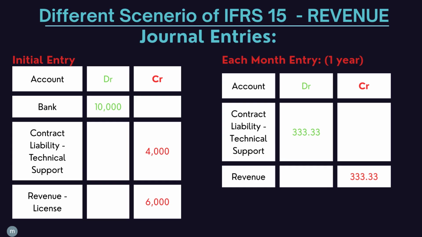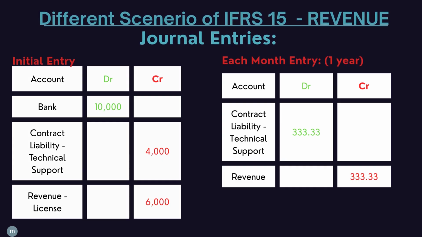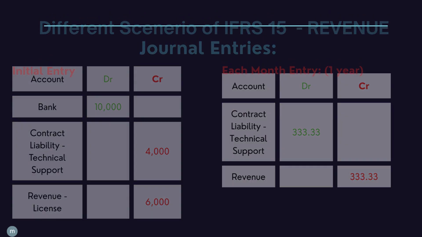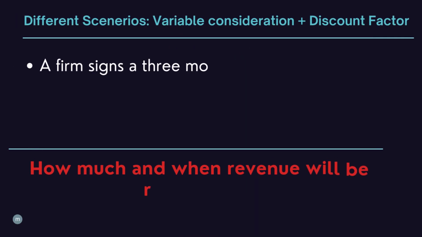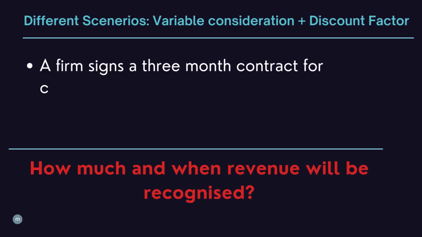Then each month for a year, the contract liability will be debited and revenue will be credited by 333.33. The company earns the support revenue gradually, matching the service actually provided. No overstatement, no surprises, just fair and clear. Let's do a service twist. Consultancy with a discount factor example.